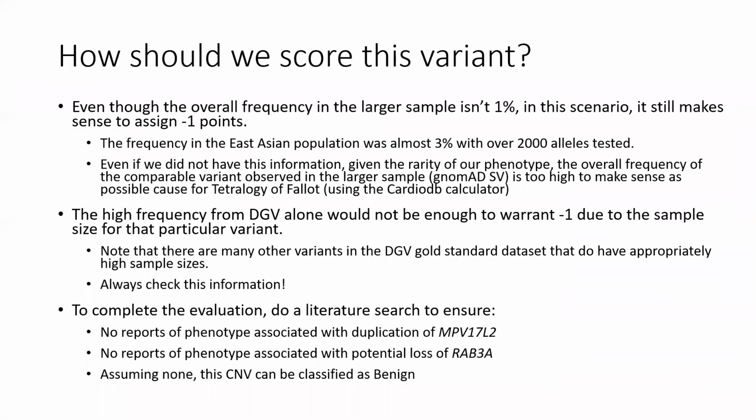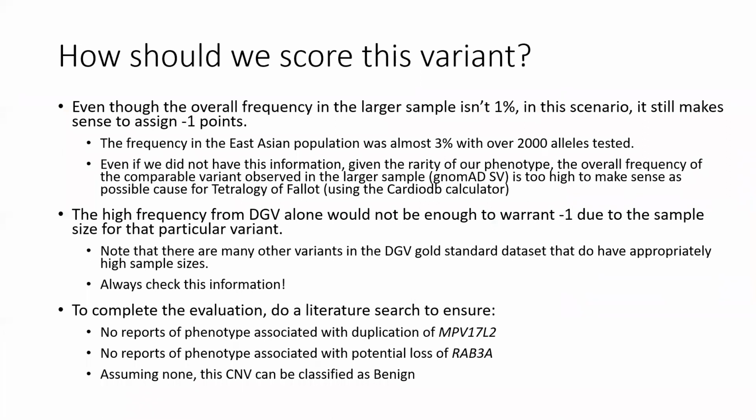So to summarize, in this case, it does make sense to award the -1 point, using category 4O, the population variant category. Though the overall allele frequency was below 1%, the frequency in the East Asian population was almost 3% with over 2,000 alleles tested. This alone would have been compelling information.